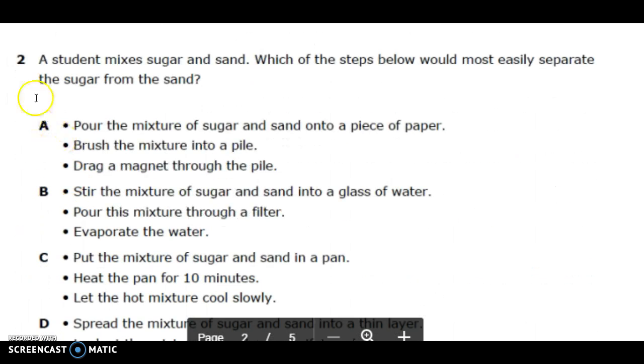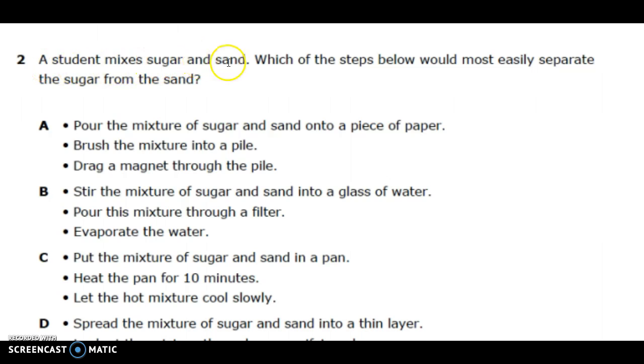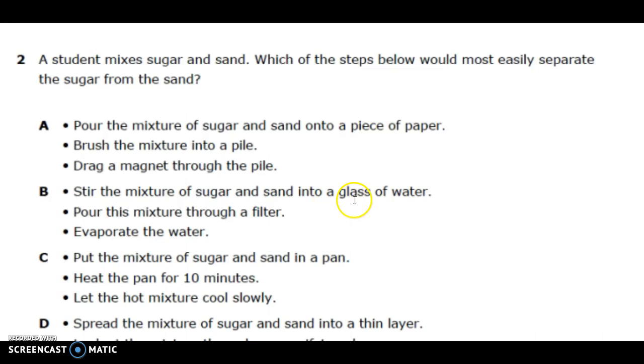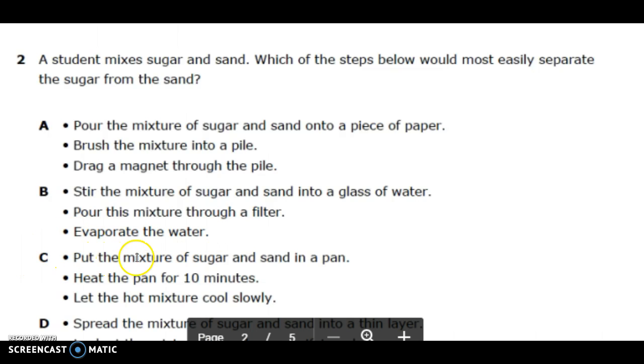Question 2. A student mixes sugar and sand. Which of the steps below would most easily separate the sugar from the sand? A. Pour the mixture of sugar and sand onto a piece of paper. Brush the mixture into a pile. Drag a magnet through the pile. B. Stir the mixture of sugar and sand into a glass of water. Pour this mixture through a filter. Evaporate the water.